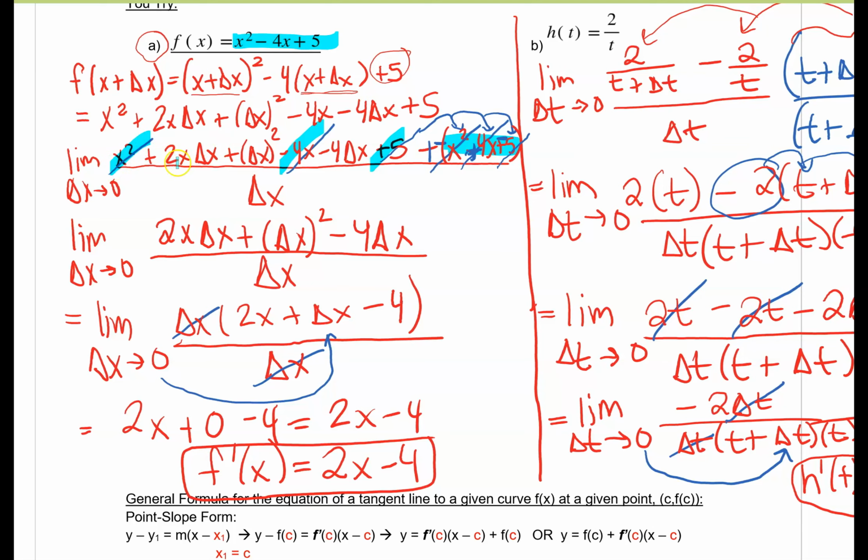And that just left me with 2x delta x plus delta x squared and then minus 4 delta x in the numerator, which then had a common factor of delta x that I could factor out and then cancel with the other delta x in the denominator. Then I just plugged in 0 for the remaining delta x right here. And that's how I got 2x minus 4.